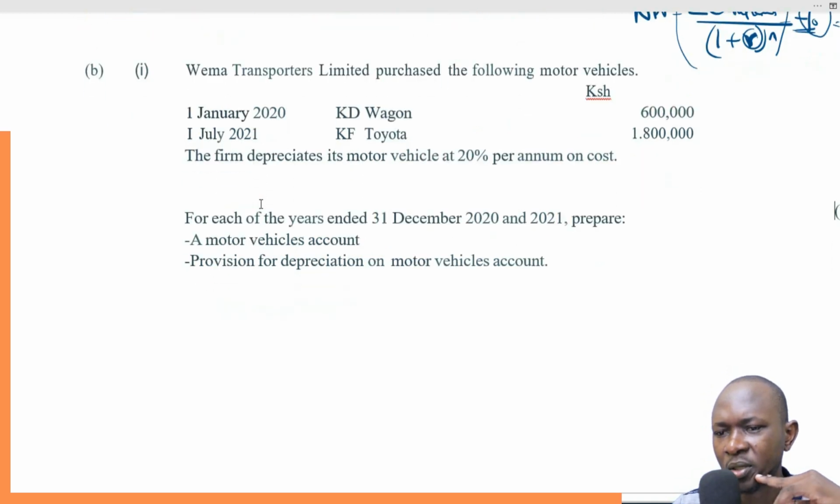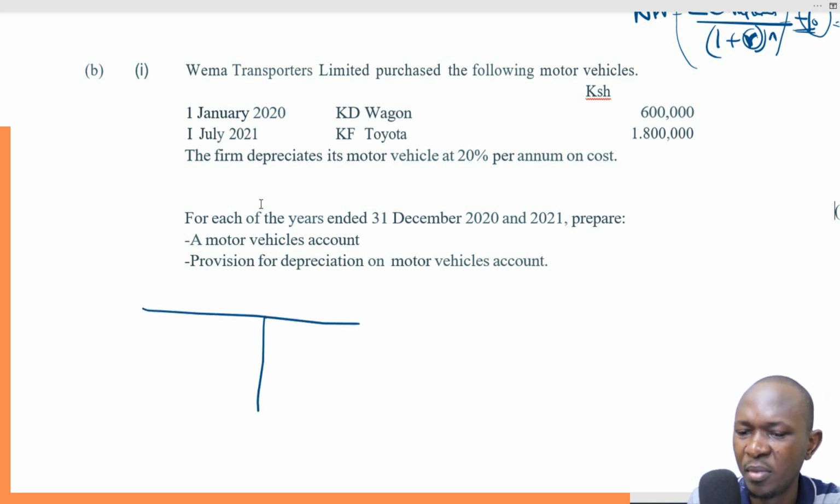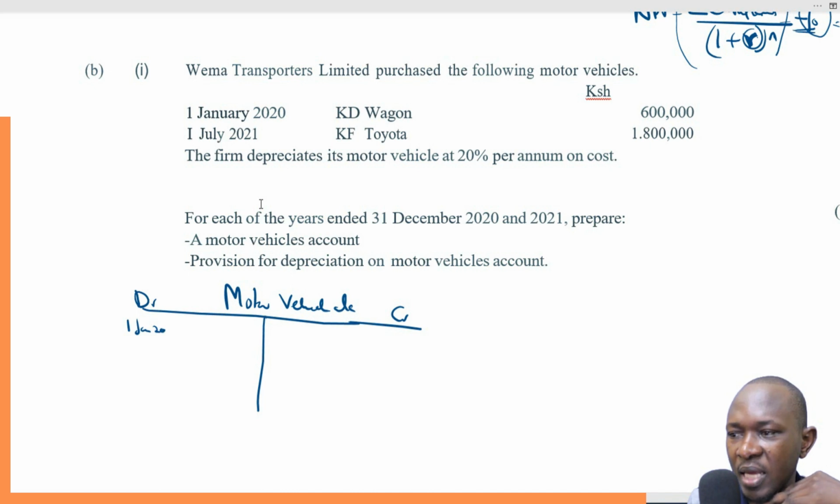Purchase the motor vehicles. Now, motor vehicle is an asset. So the year 2020 will be pretty straightforward. We simply come here and say motor vehicle account. This is quite straightforward. So we say 1st January 2020, bank, we purchased. Money came from the bank, 600,000. That is the motor vehicle account.